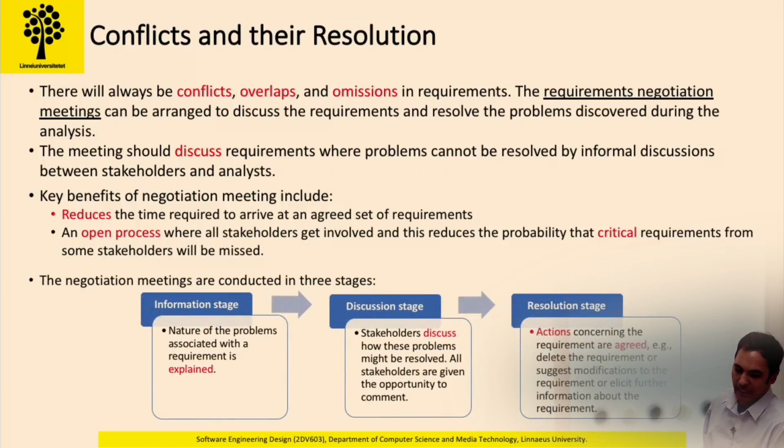Usually negotiation meetings are done in 3 stages. One is the information stage, where in a meeting you present each requirement and the problems related to that requirement. Then the discussion stage: after the presentation, you discuss with the stakeholders how this problem can be resolved. And then the resolution stage: what actions should be taken, and here you have to make sure that you agree with your stakeholders by not forcing your own decision on a requirement.